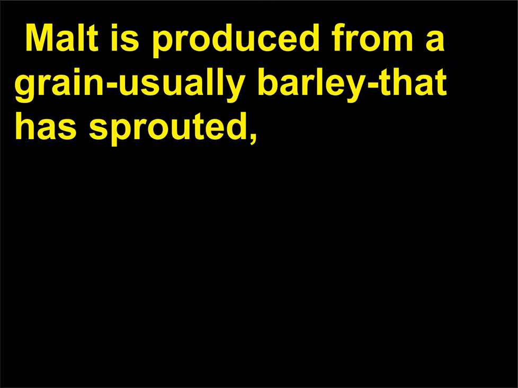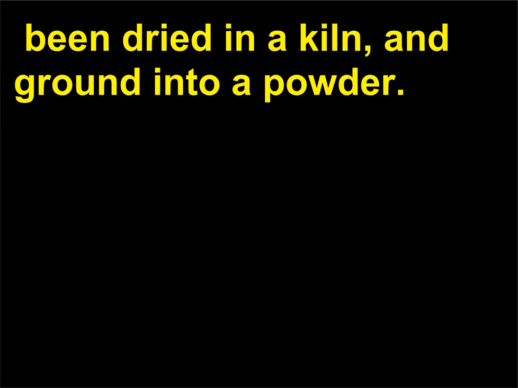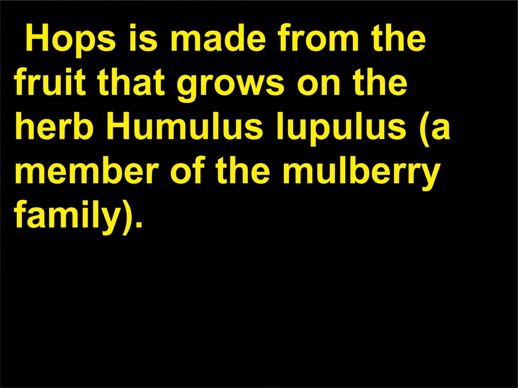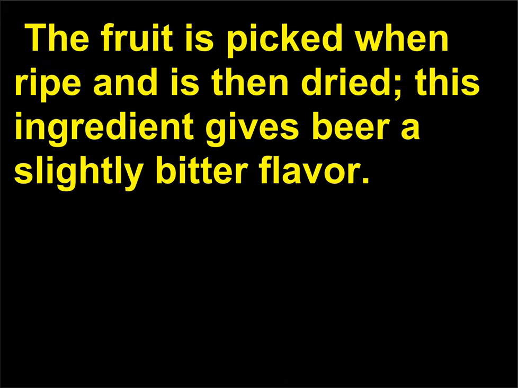Malt is produced from a grain, usually barley, that has sprouted, been dried in a kiln, and ground into a powder. Malt gives beer its characteristic body and flavor. Hops is made from the fruit that grows on the herb Humulus lupulus, a member of the mulberry family. The fruit is picked when ripe and is then dried. This ingredient gives beer a slightly bitter flavor.